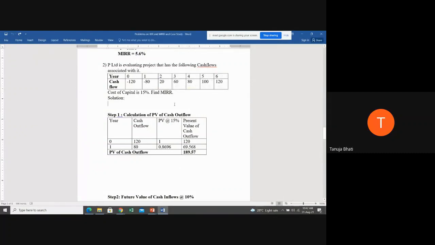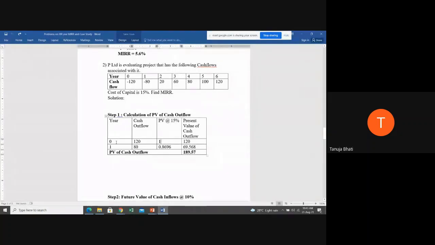So can you all tell me the first step to calculate MIRR? You have to calculate the present value of cash outflow. So you take year 0 and year 1, which have negative figures. So cash outflow is 120 and 80. Now here the cost is given as 15%. So for present value at 15%, you have to use table number 3.